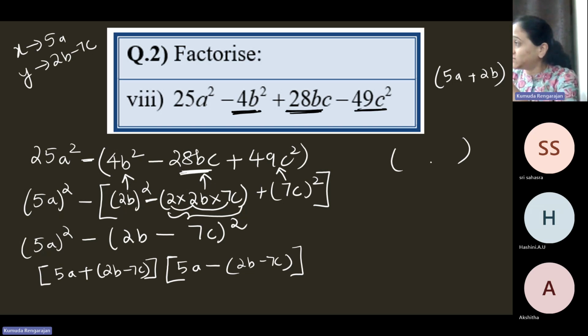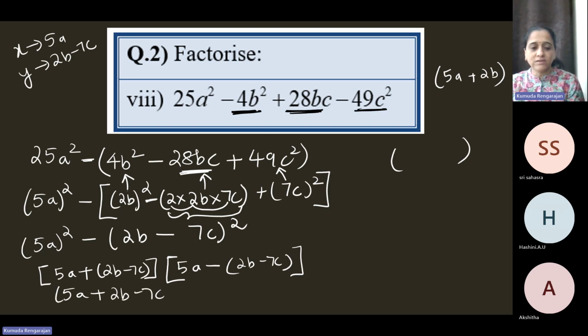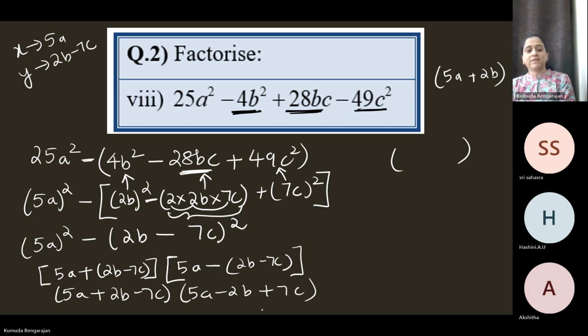If x has only one term, y also has only one term, then a simple bracket is enough. Here y itself has two terms, so other than the simple bracket, we use a square bracket. Now this is not the end. Now 5a plus, open the simple bracket, plus 2b minus 7c, 5a minus 2b plus 7c. Last step. Open the simple bracket, 5a plus 2b minus 7c, 5a minus 2b, minus into minus plus 7c.